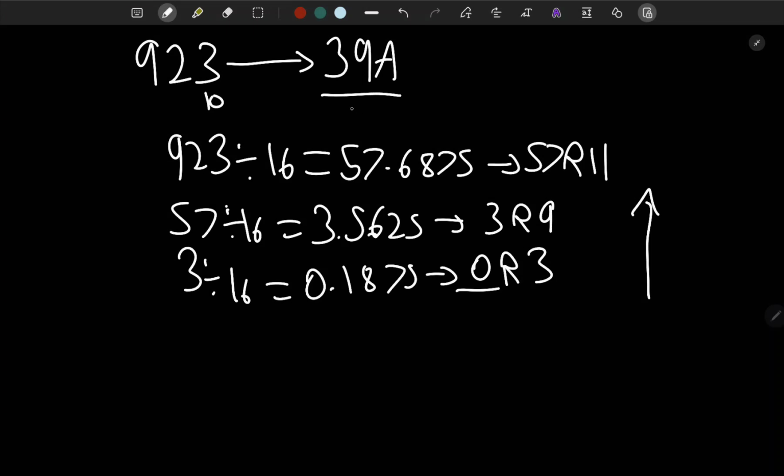So it's pretty simple if you follow the steps. So again, 11 is A, 9 is just 9 in hexadecimal, and 3 is just 3, and we go from the bottom to the top, and that's it. So I mean, practice makes perfect here, and you just need to keep doing examples until you get the gist of it. Let's do another example.